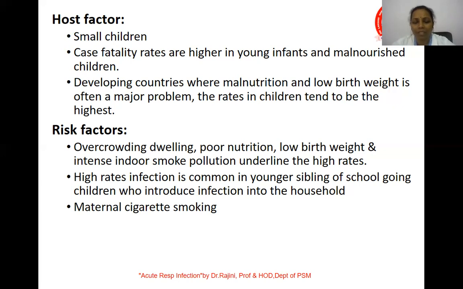What are the risk factors? Overcrowding, poor nutrition, low birth weight, indoor air pollution, cigarette smoking, maternal cigarette smoking. These are all the major risk factors which favor this acute respiratory tract infection.